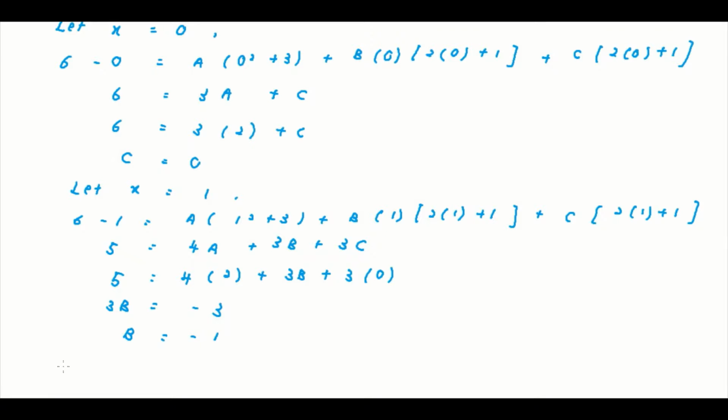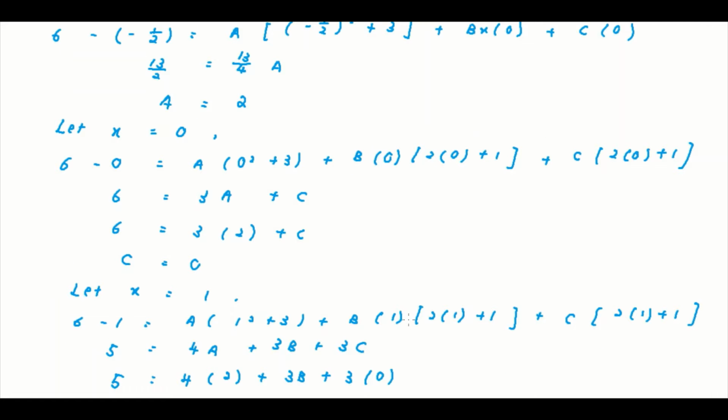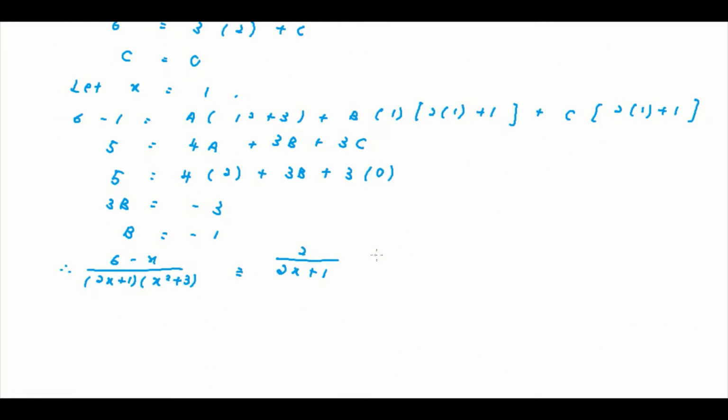So now I can write my answer. I have (6 minus x) over (2x plus 1)(x squared plus 3) will be equal to 2 over 2x plus 1. Then what is my second one? I have bx plus c. So my b is -1, and since I already know that my c is 0, I'll just write -1. Okay, so my second term is x squared plus 3.